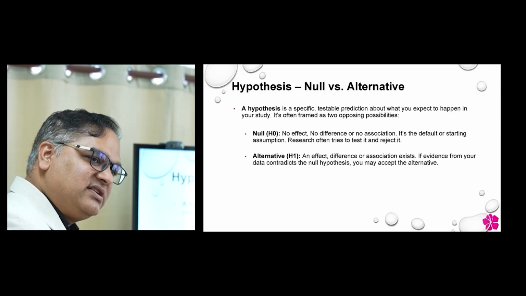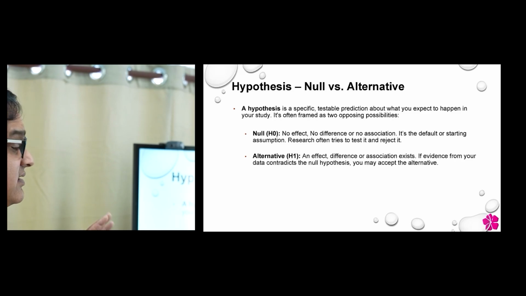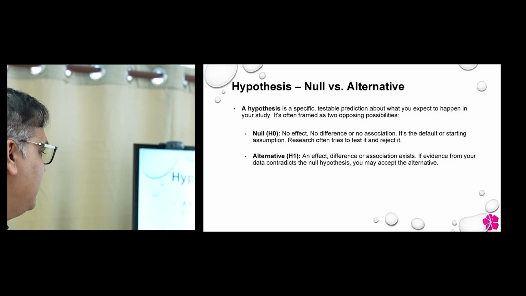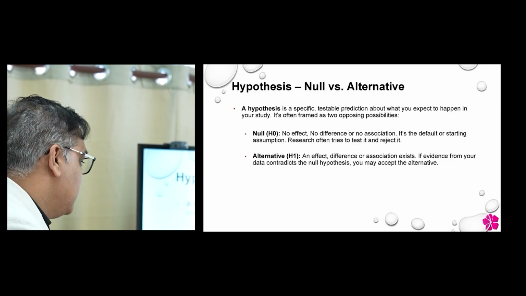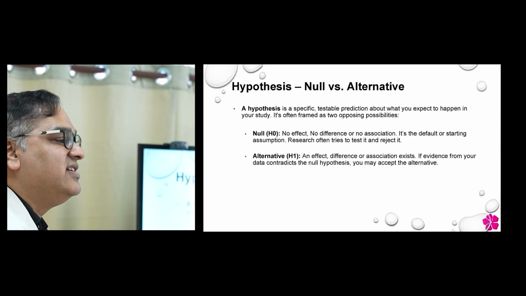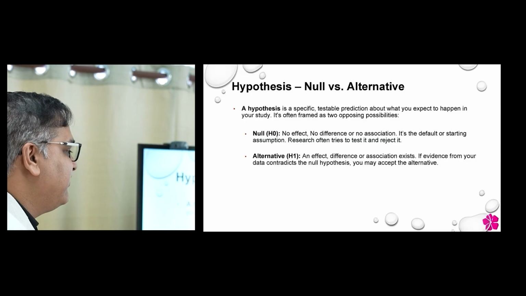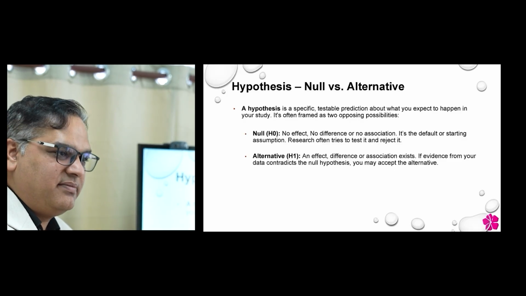So whenever we start a research, we have in our mind what we want to test. So there is always a null hypothesis, that whatever we do doesn't act. So there is no effect, no difference, or no association. It's the default or starting assumption. Whenever we start, we always start with the null hypothesis. Research often tries to test it and reject it. The alternative hypothesis is that an effect, difference, or association exists. So if evidence from our data contradicts the null hypothesis, we may accept the alternative.